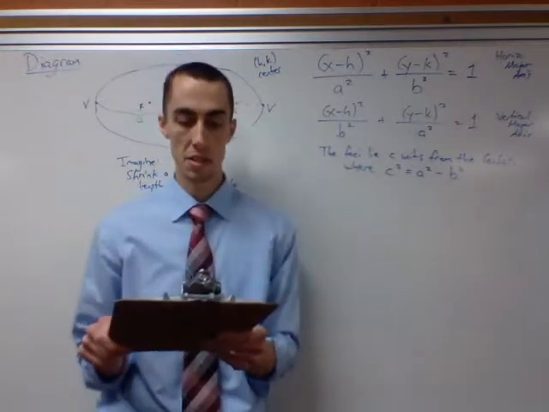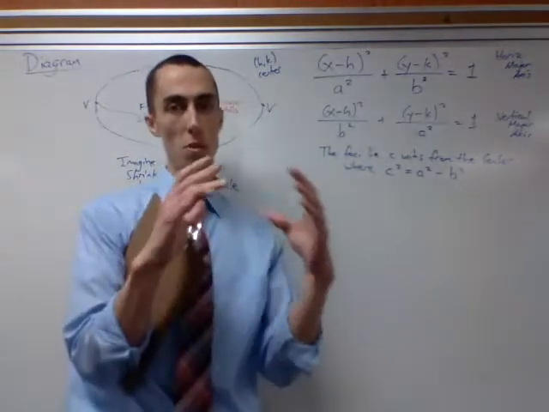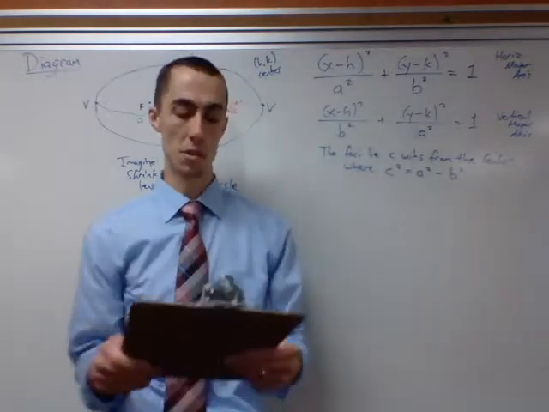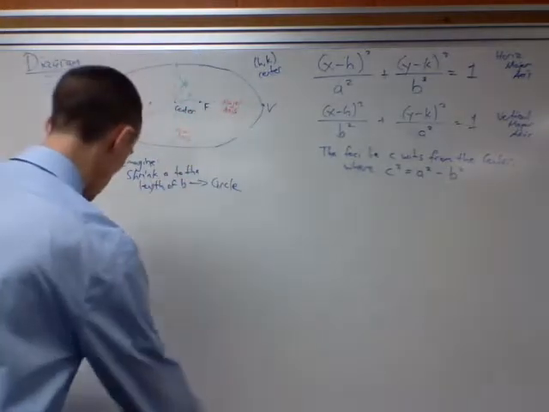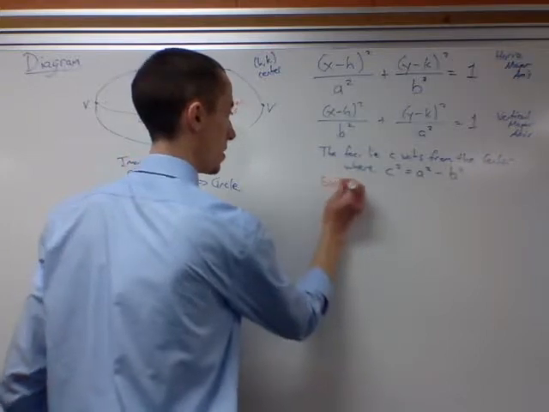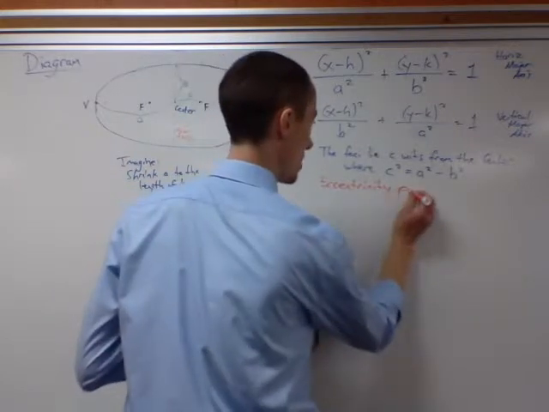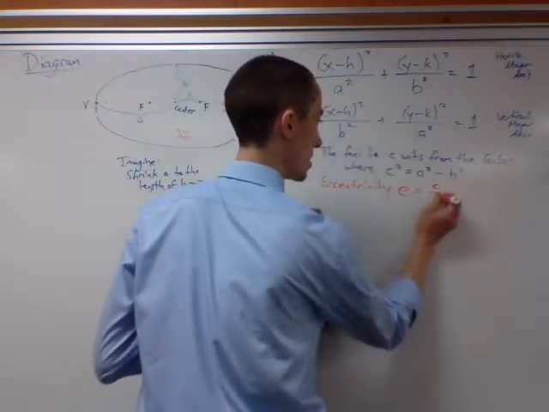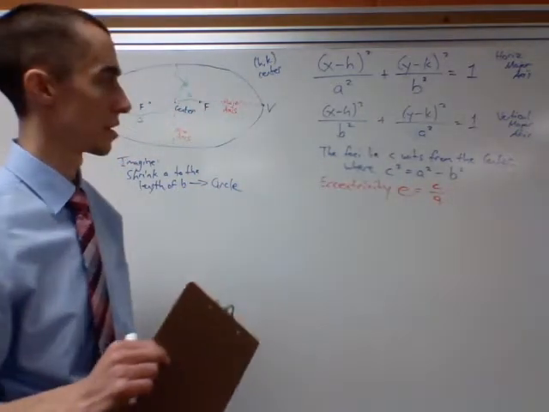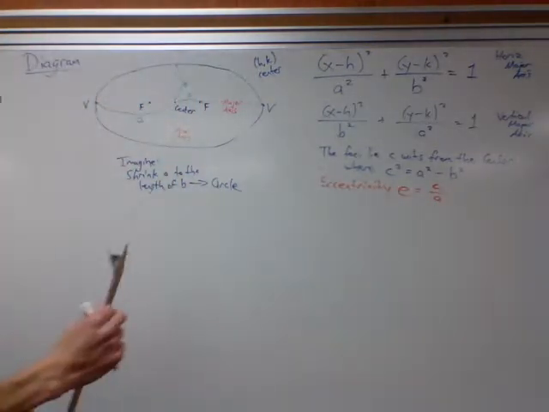The eccentricity of an ellipse is a way to describe its ovalness, whether it is almost circular or whether it's stretched out, more of a tall and narrow type thing. To find it, we're going to use the formula for eccentricity. E equals C divided by A, where C is found using this formula here, and then A is the length of the major axis, as we see in the diagram.